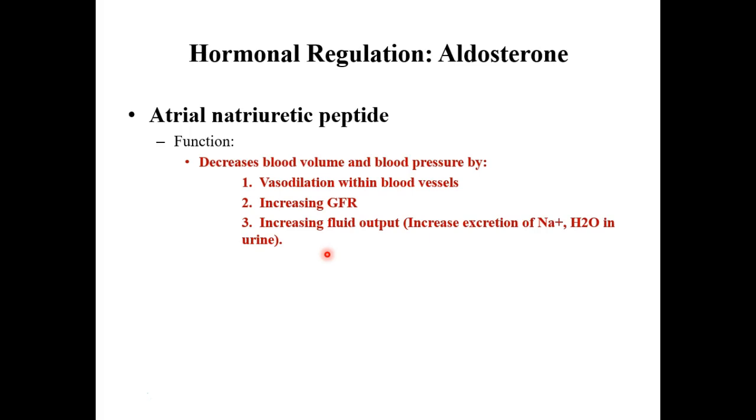And lastly, the other thing that ANP does is that it increases our fluid output. The more urine I produce, the more I excrete, the more I'm going to get rid of my sodium and my water inside my urine. So therefore, I can also drop my blood volume and blood pressure.